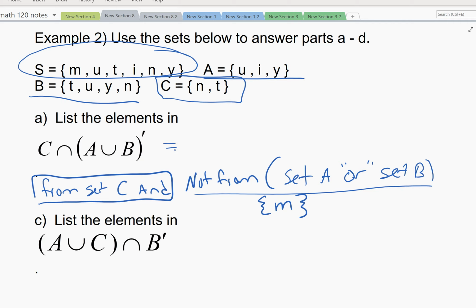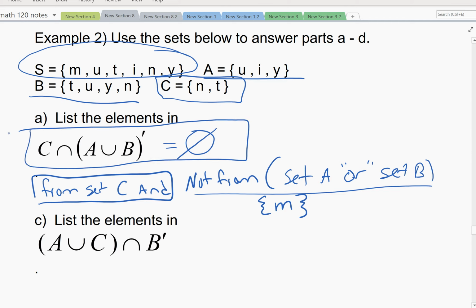And so remember, the answer to that is empty or no solution. We draw the little empty set symbol. Remember, that's a perfectly fine solution in mathematics. We've eliminated all the possibilities, and so the set that's left over is the empty set.